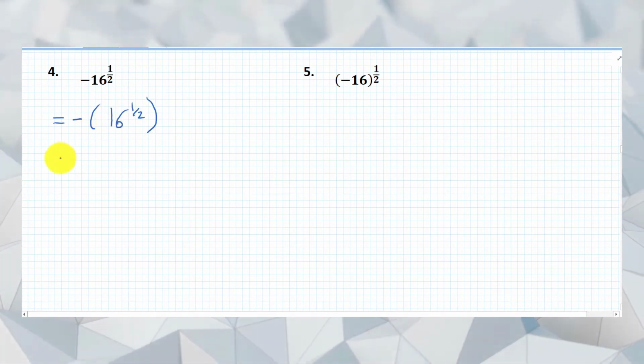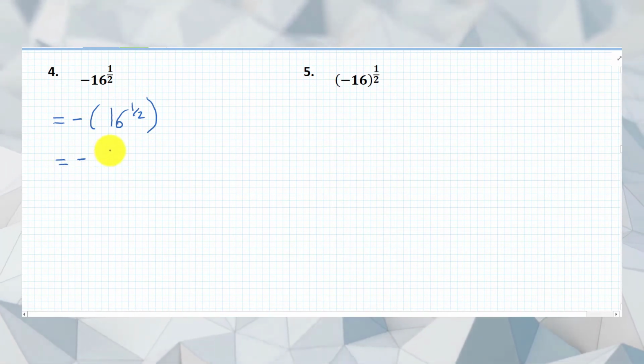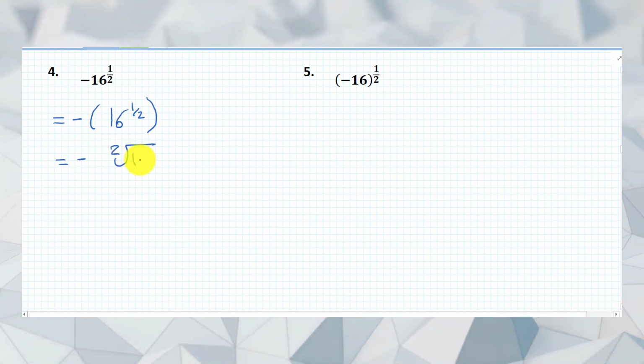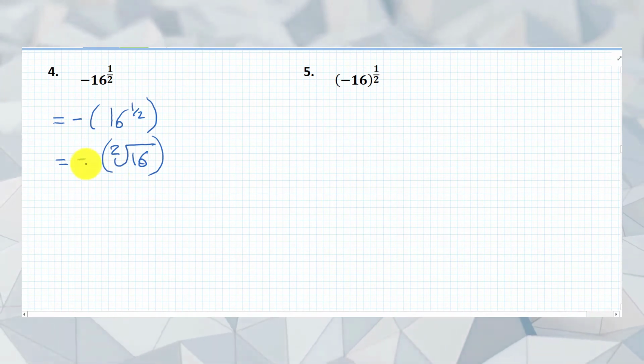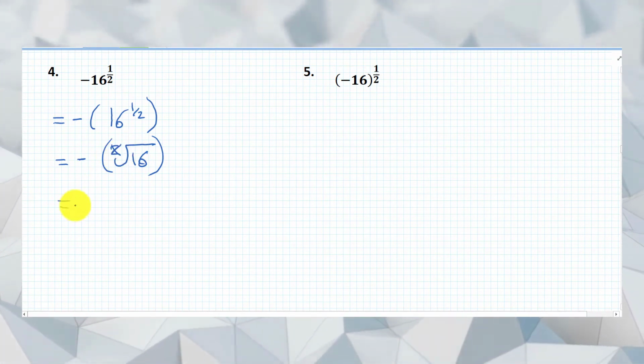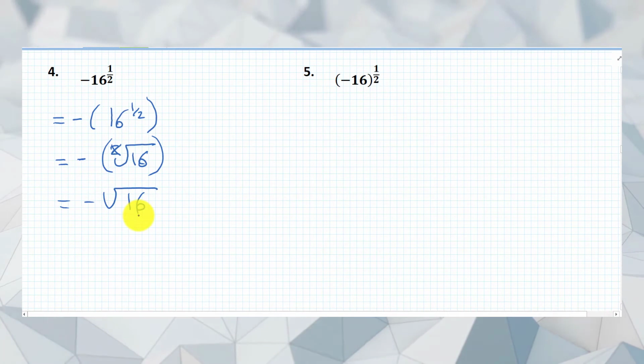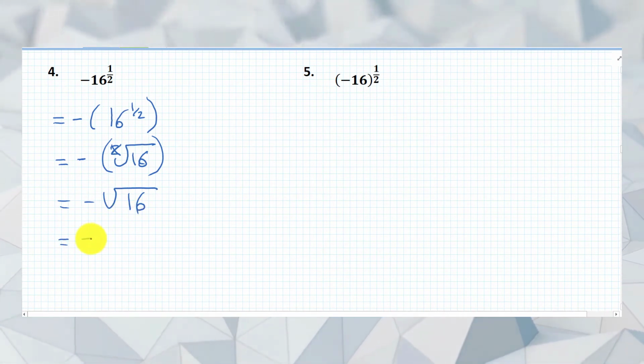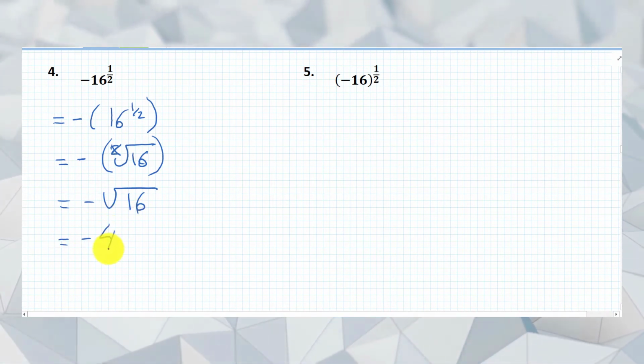Again, what is a power 1/2? Well, power 1/2 means the square root. Now we usually don't write 2 right here, right? We don't write it. We just say negative square root of 16. Negative square root of 16. The square root of 16 is 4. So this is negative 4.